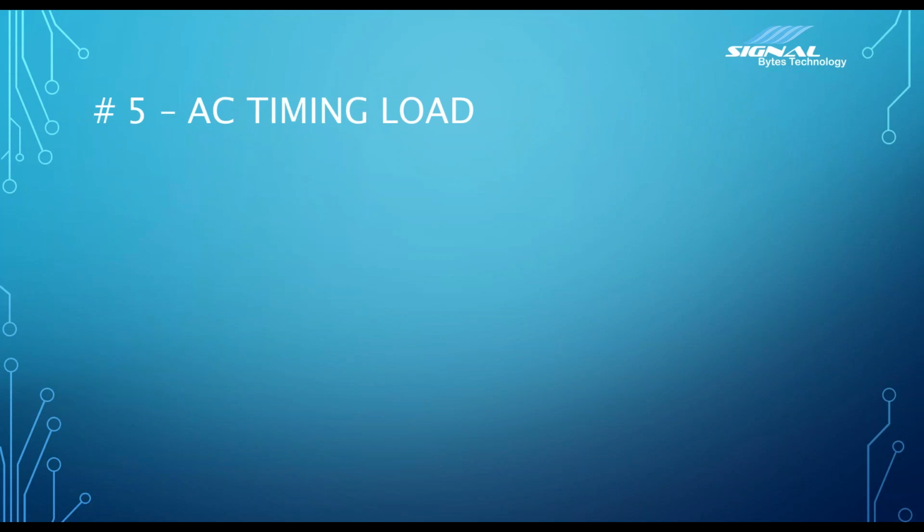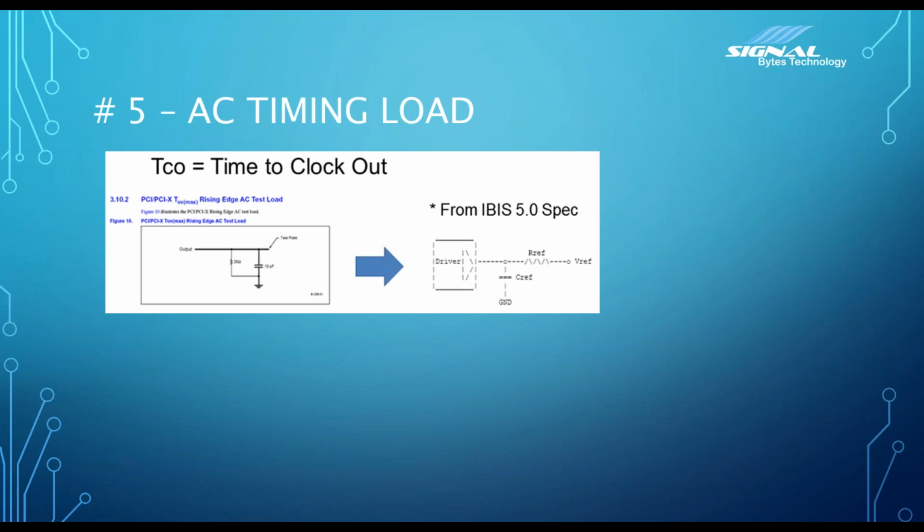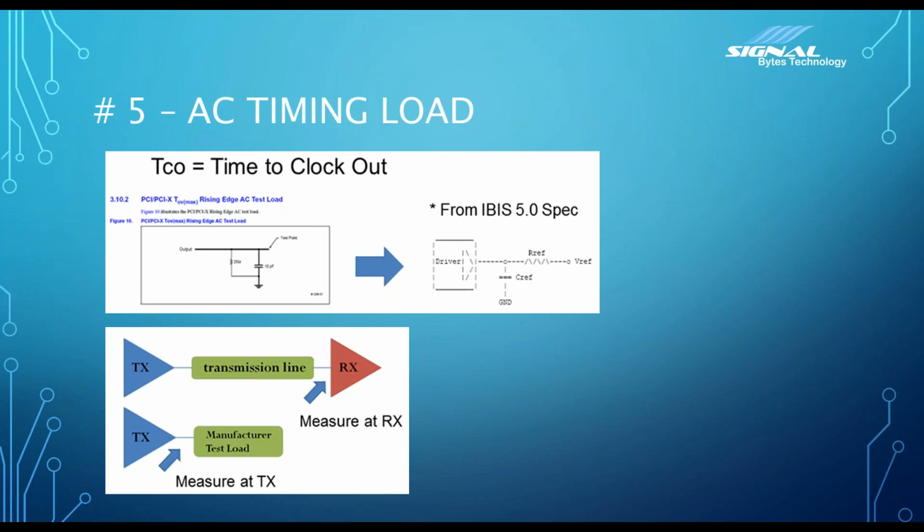The AC timing load. This is actually the most common warning and error you'll see when you run an IBIS model through even a parser or a first-line defense. It's really about the timing load that's available in the IBIS specification.